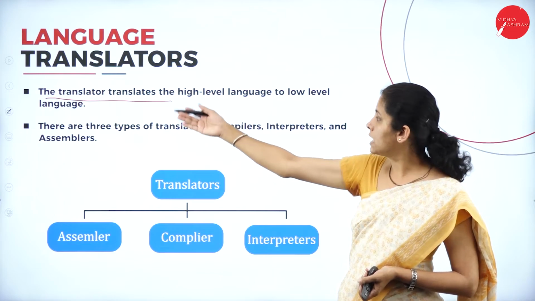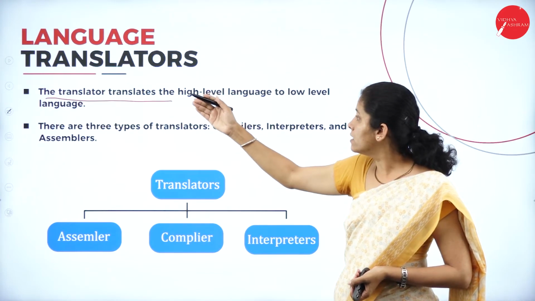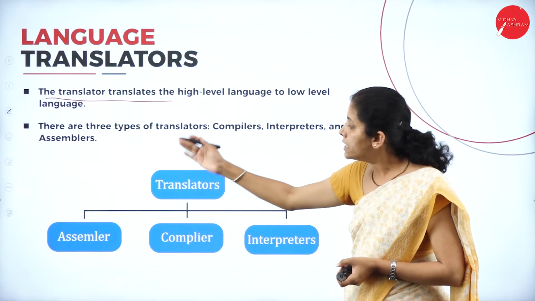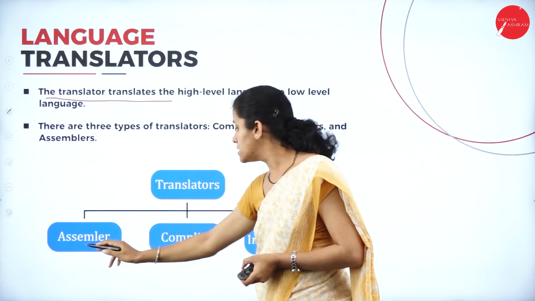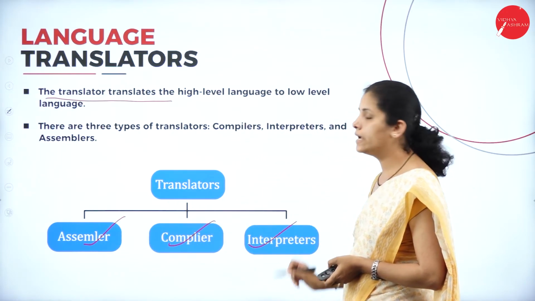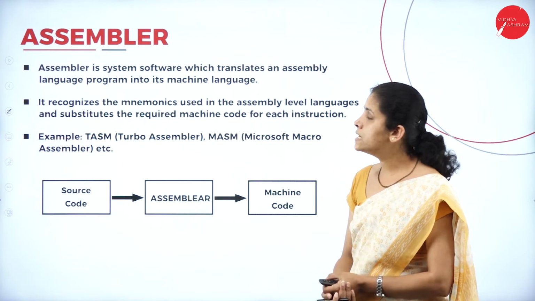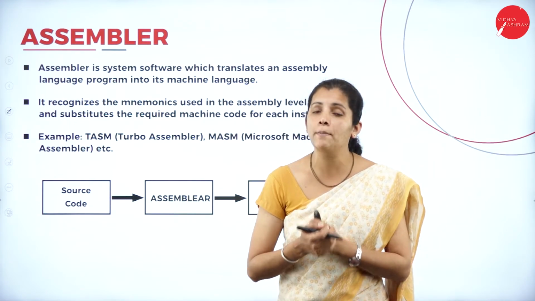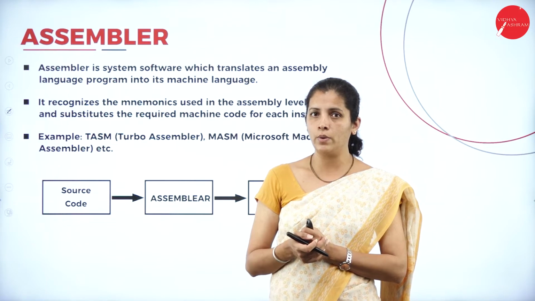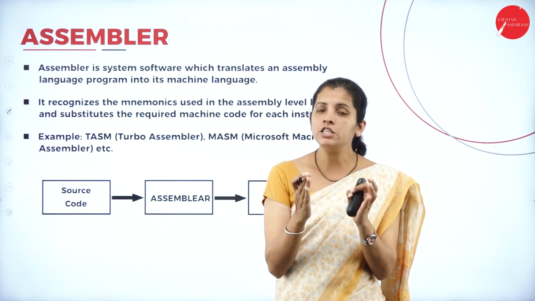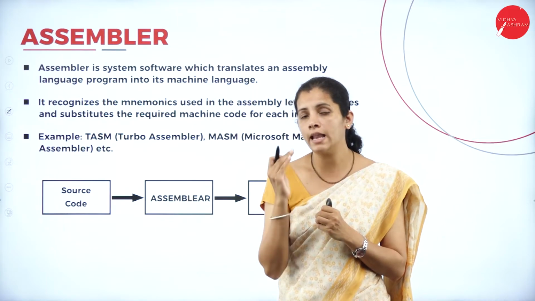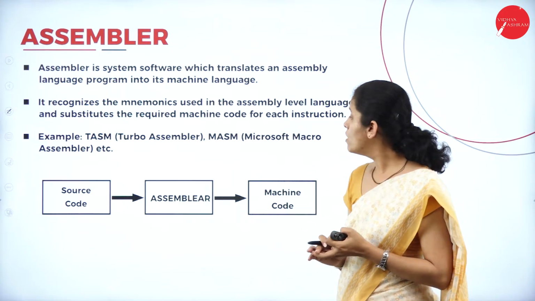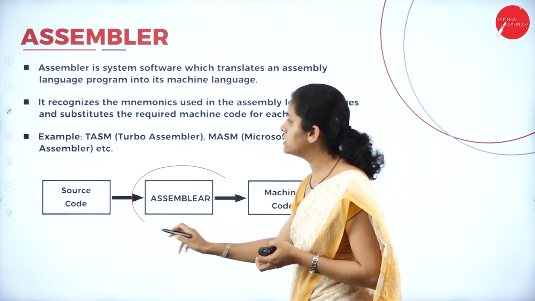So what is the job of the translator? That is converting high level language to low level language. The three types of translators are assembler, compiler and interpreter. Now let's see what is an assembler. So dear student, we are familiar with the programming language, that is assembly level language. Whatever instruction is written using assembly level language must be converted into machine understandable form. For that, I require an assembler.